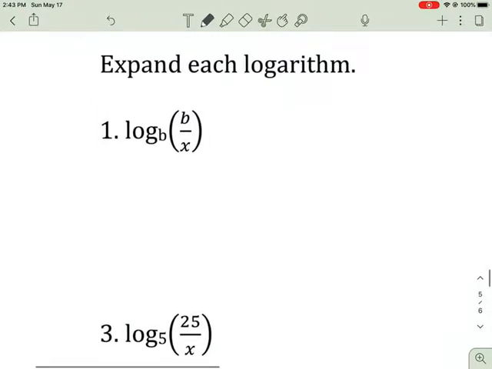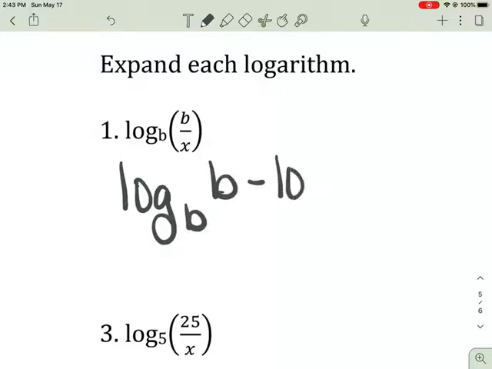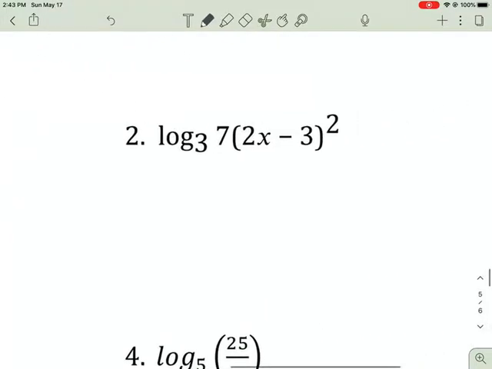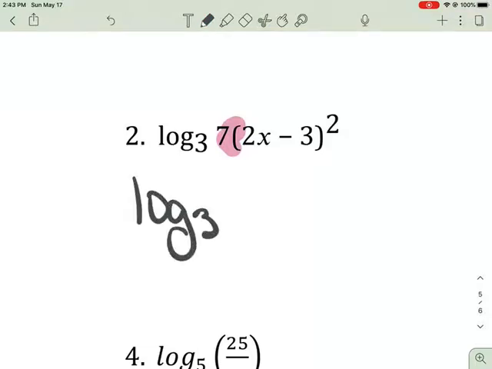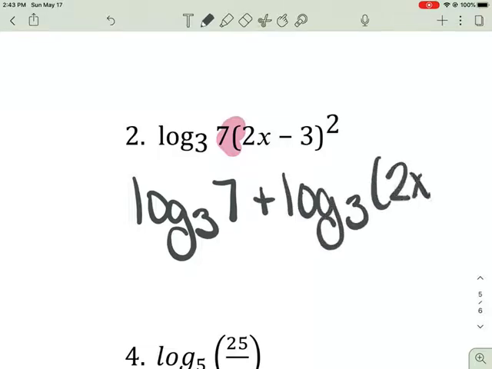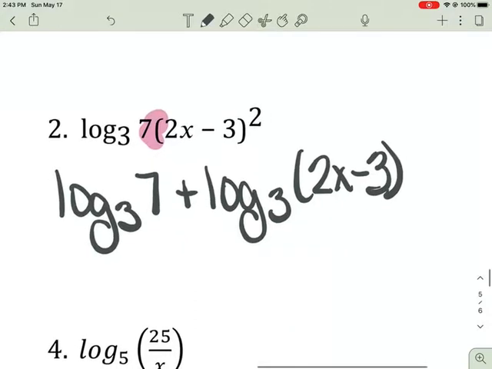All right, so I notice this is division. So division means that we're going to subtract. Okay, so notice I wrote the word log base b twice. Okay. All right, so we have a bunch of things here, but the first thing I'm going to do is this multiplication. So log base 3 of 7 plus log base 3 of the expression 2x minus 3 quantity squared.